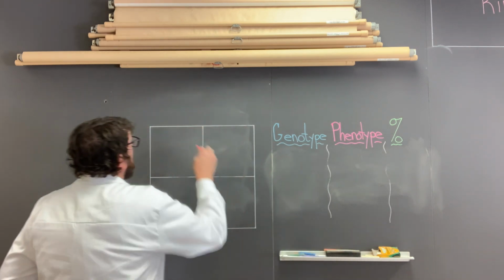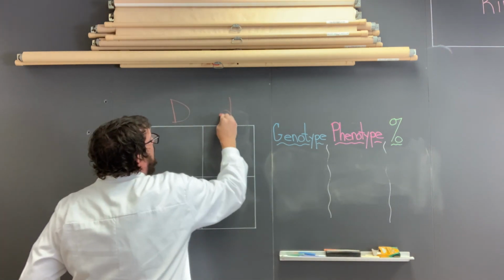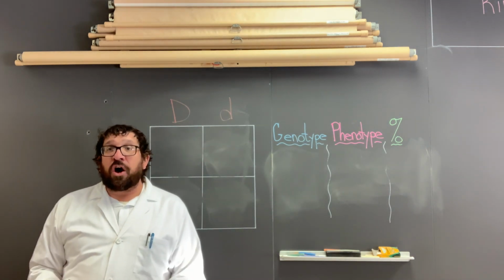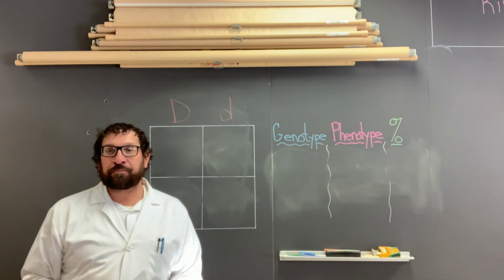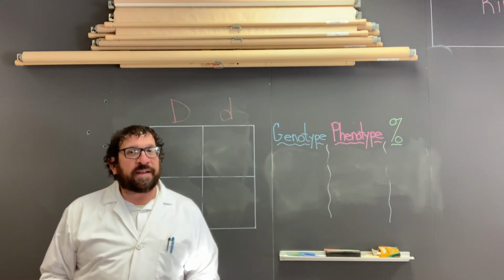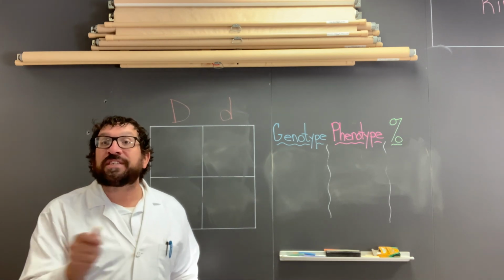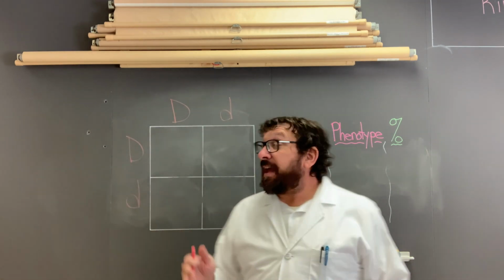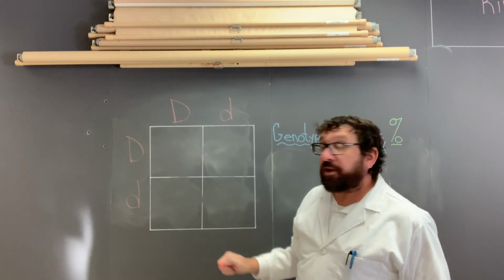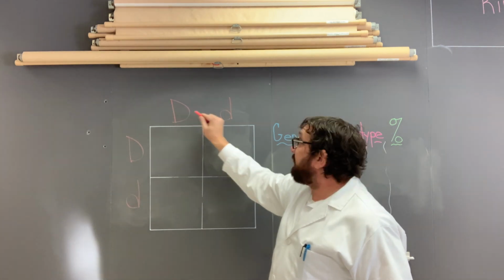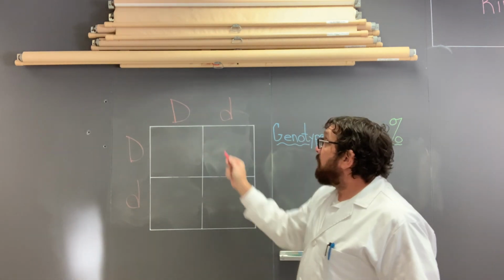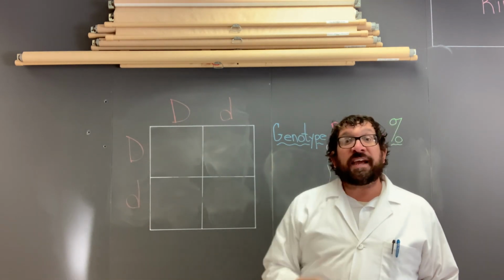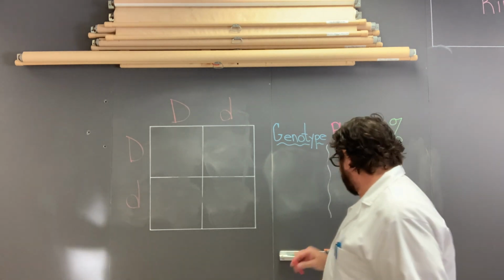capital D, small d. What are we going to call capital D, small d? It should be dominant heterozygous. They both have a dominant gene, and then they have an allele that is different from one another. Capital or dominant allele, recessive allele, together they are heterozygous. Both dogs carry a dominant and recessive gene. Now, let's do our cross.